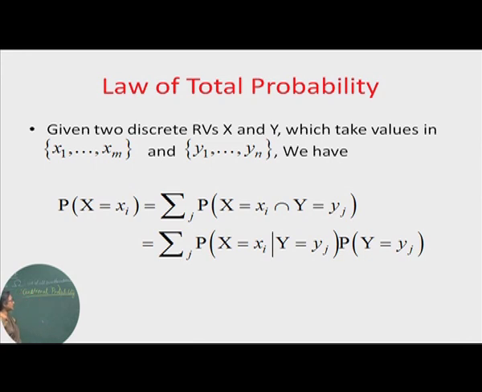The law of total probability. If you are given two random variables X and Y, which take values in the ranges x1 to xm and y1 to yn, then probability X equal to xi is the summation over all possible j's of the probability of X equal to xi and Y equal to yj. When you want to find the probability of X equal to xi and you have the joint distribution of X and Y, you can sum over the probabilities of xi and yj for all yj's. Here, the probability of X equal to xi and Y equal to yj is given by the conditional probability of X equal to xi given Y equal to yj, times the probability of Y equal to yj.